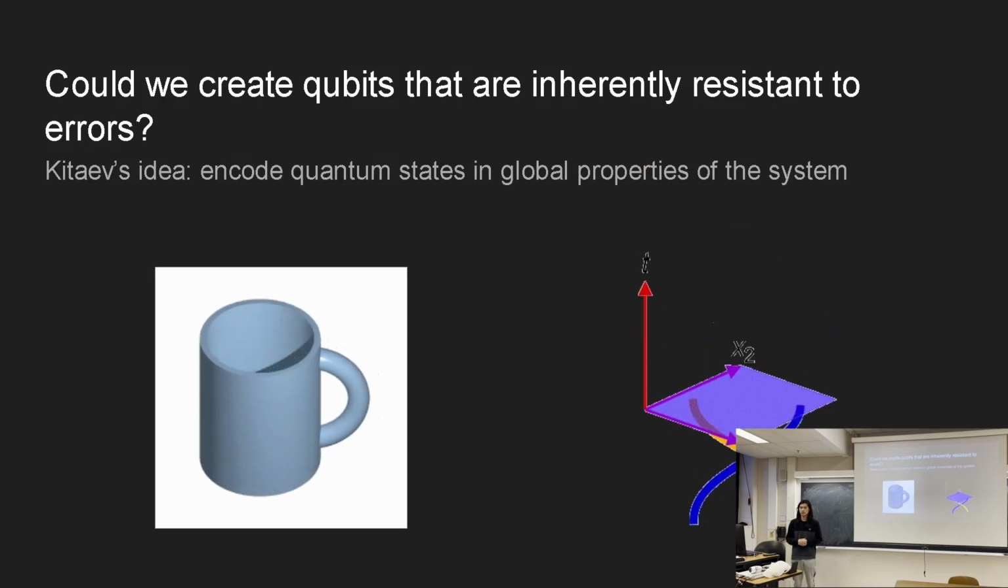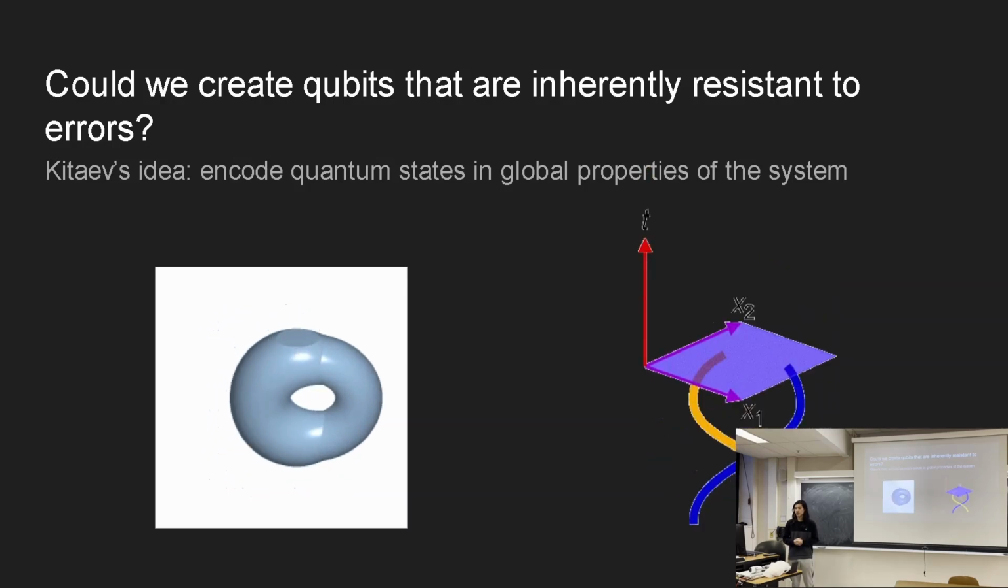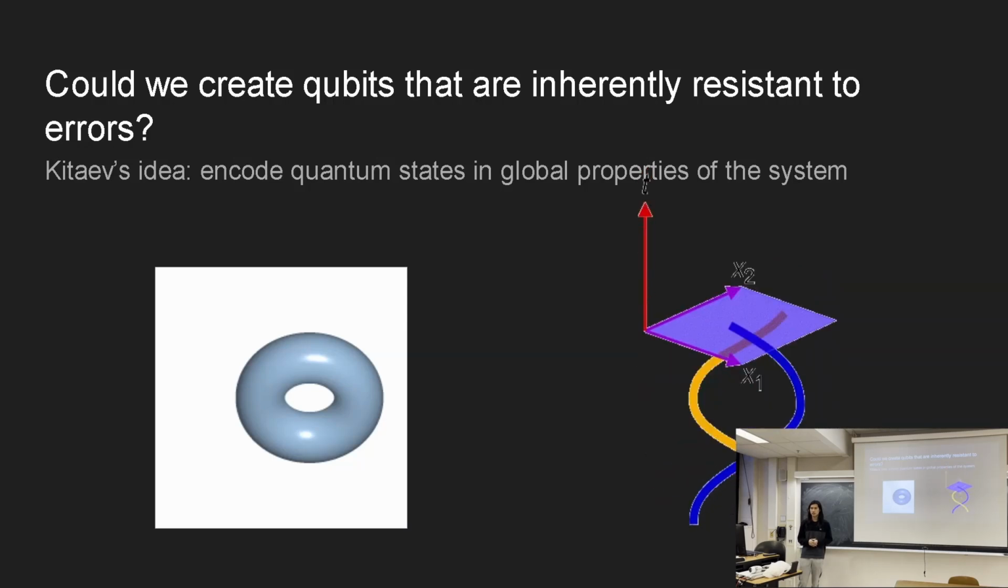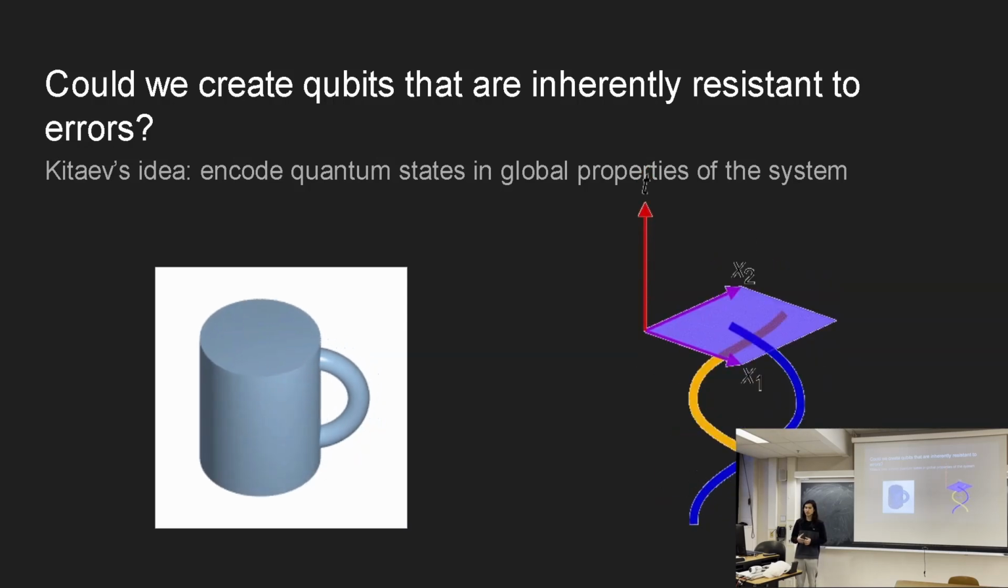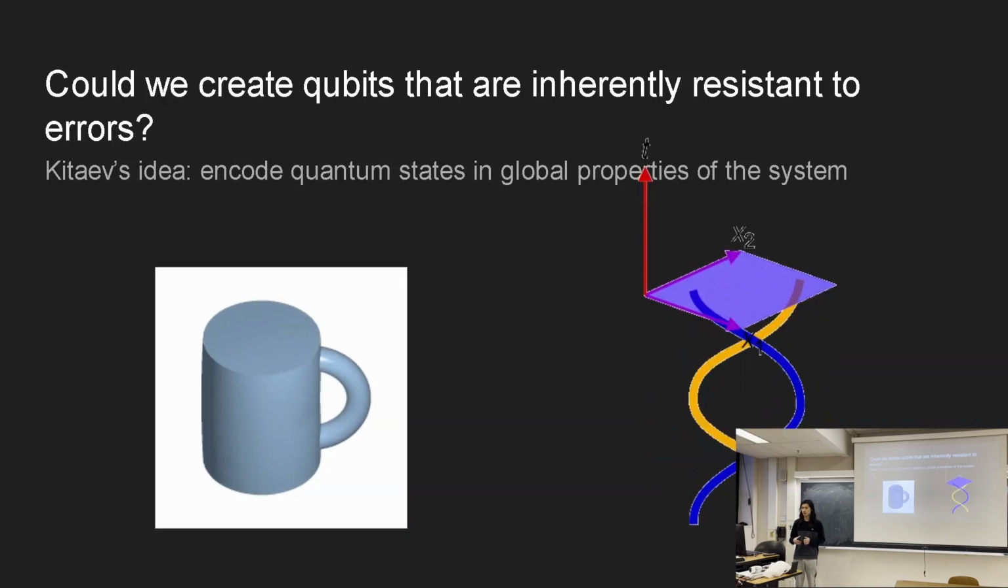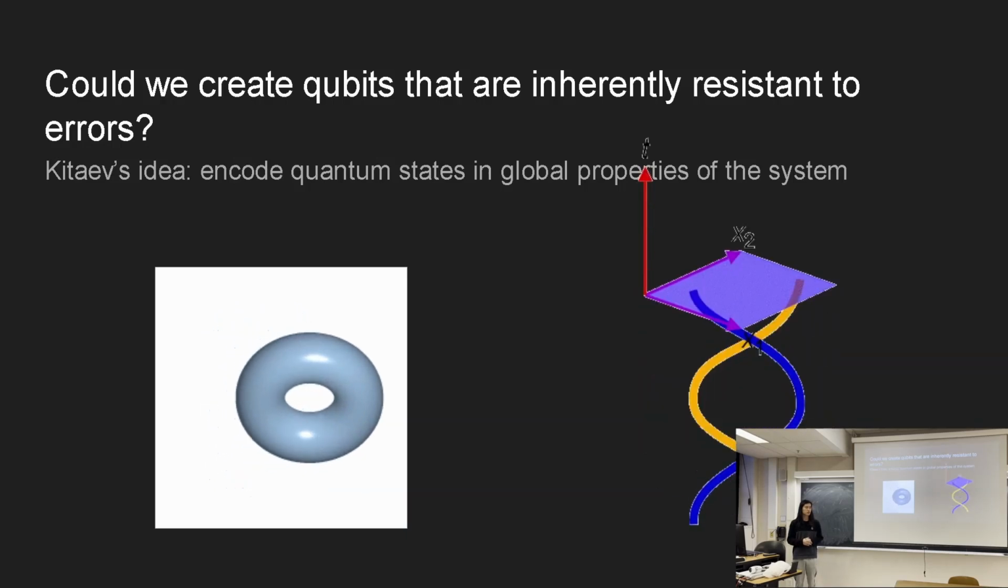Each gate you use on a qubit will introduce some amount of noise and could cause it to decohere. So the idea is, what if we could encode quantum states globally, so non-locally, such that the global state of the system determines the quantum information that we're interested in.